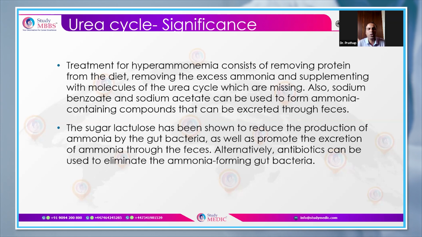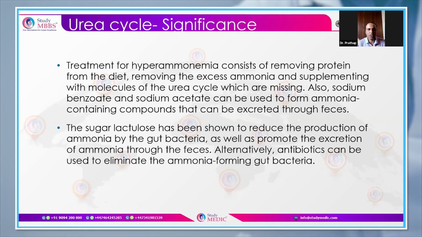The treatment of hyperammonemia consists of removing excess protein from the diet. We don't want protein, as excess is already accumulated in the patient's body. The accumulated ammonia also has to be removed. How can we remove that? Give sodium benzoate, sodium acetate. They act as chelating agents, neutralize the ammonia and remove it through the feces. A sugar called lactulose can also be given. It is not absorbed from the gut, and it takes up the ammonia produced by gut bacteria and eliminates it in the stool. We can also give antibiotics, which kill the ammonia-producing bacteria in the gut.